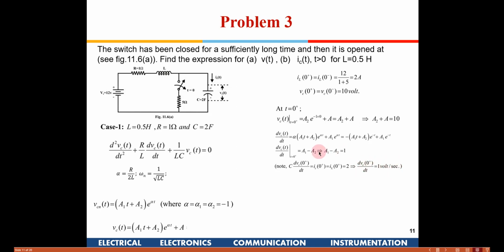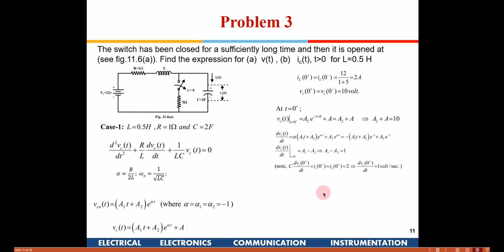So if you differentiate VC(t), which is given here, and then substitute the value out here, we get one more relation between A1 and A2 as 1. So this is the first equation, this is the second equation.